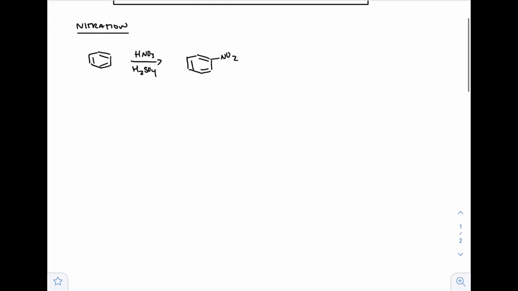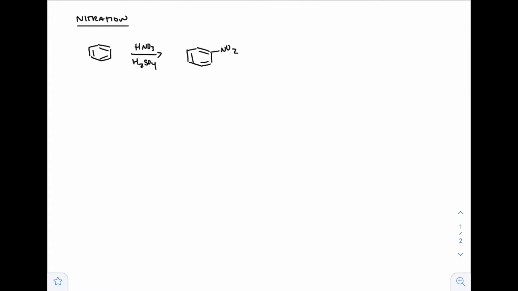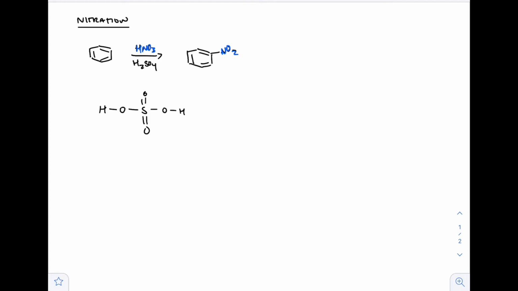Okay, so nitration: if you add nitric acid and sulfuric acid, you'll get that benzene ring substituted with an NO2 group, so a nitro group. Pretty cool stuff. Nitro, as you've seen in previous videos, is trinitro with a methyl on there is trinitrotoluene, right? And so that's dynamite. So maybe we'll learn how to make that. I don't know.